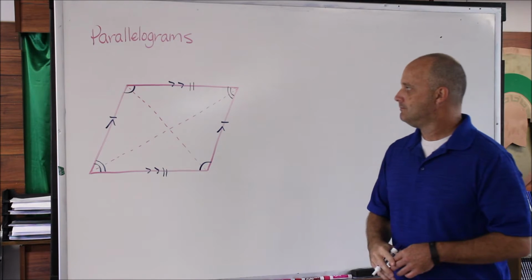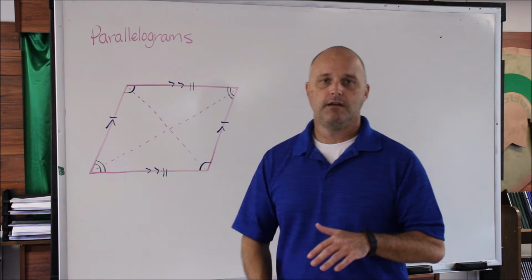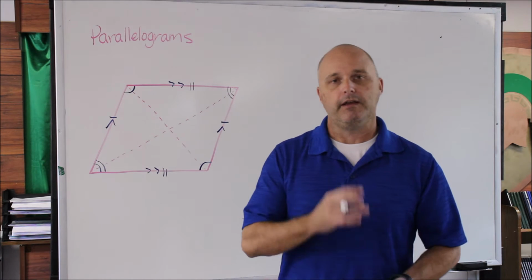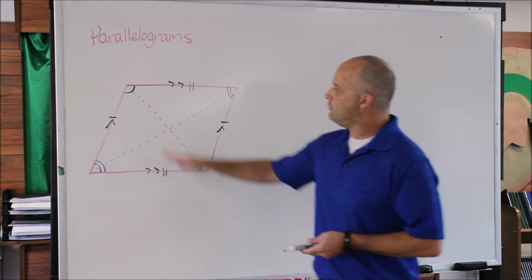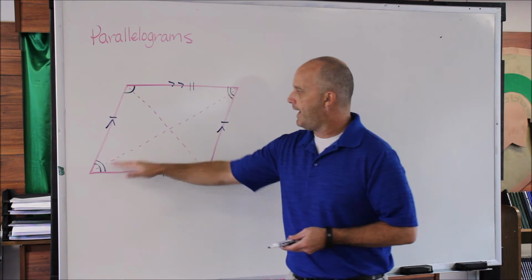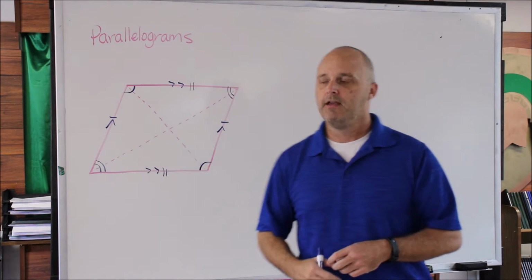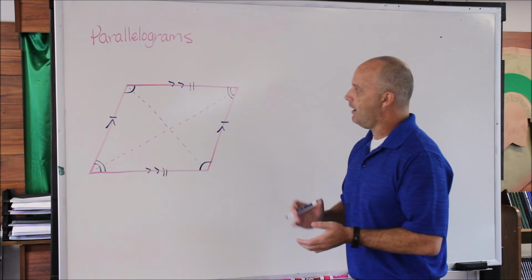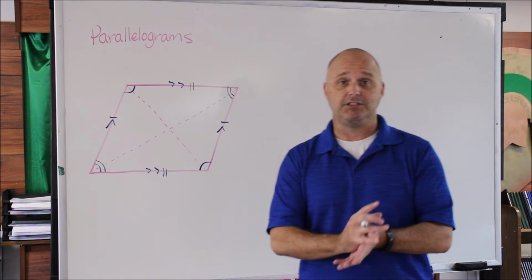So now we've got three things here. We've got opposite sides are parallel, opposite sides are congruent, and opposite angles are congruent. Then the next thing that we do is we draw in these diagonals. So the diagonals run from one vertex to the opposite vertex. What we know about these diagonals is that they bisect each other.